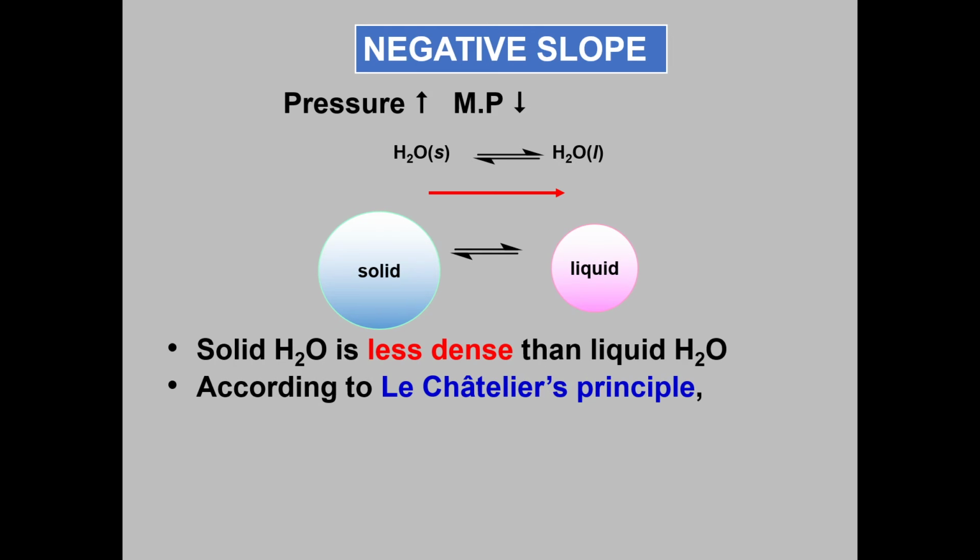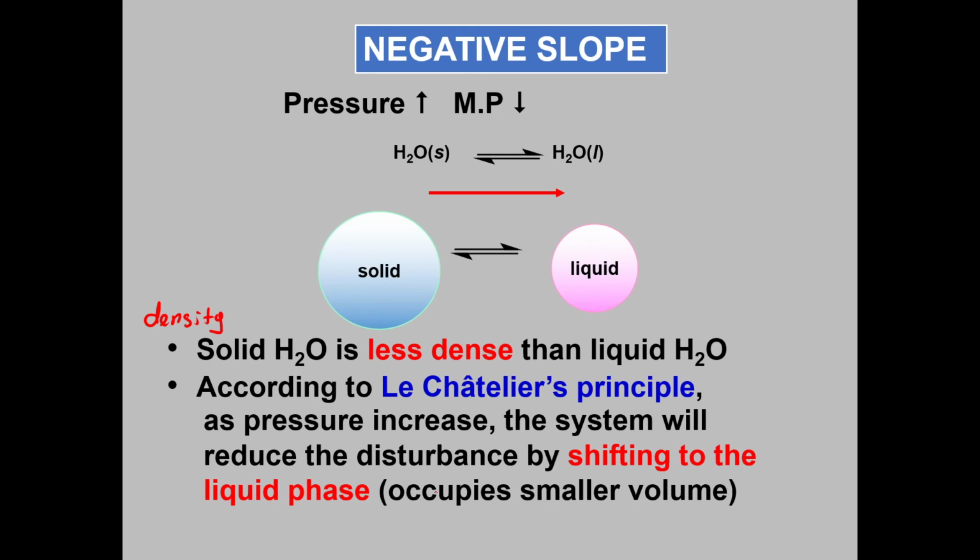Since ice is less dense than liquid H2O, okay, cara nak explain is usually you akan cerita pasal density of dia punya solid, density, and then you just cakap according to La Chatelier principle. Don't worry, you will understand more once kita masuk chapter 6. Okay. As the pressure increase, the system will reduce the disturbance by shifting the liquid phase occupy a smaller volume. Okay. Sebab dia nak achieve equilibrium balik. Dia nak stabil balik. So, you increase the pressure, the melting point also decrease. So, ice melt at lower temperature.